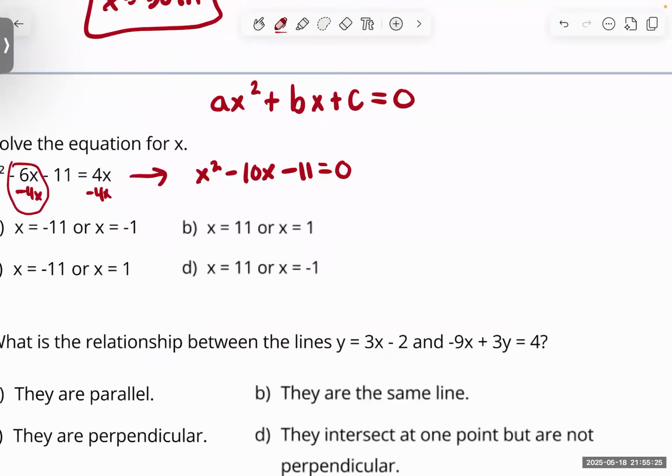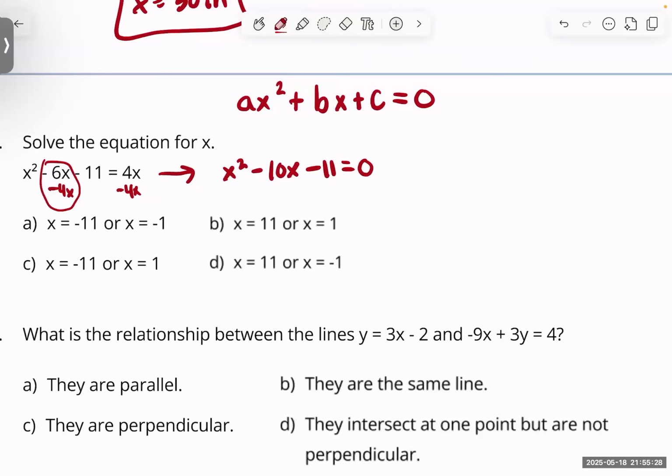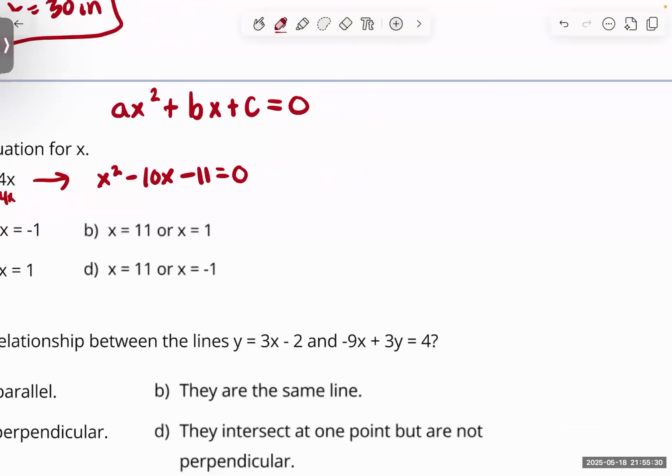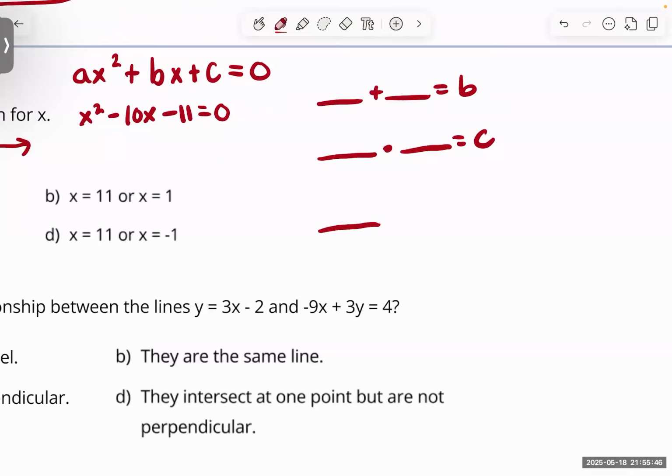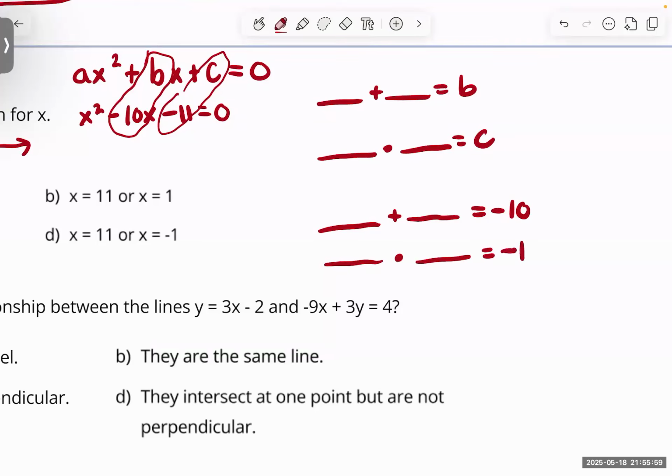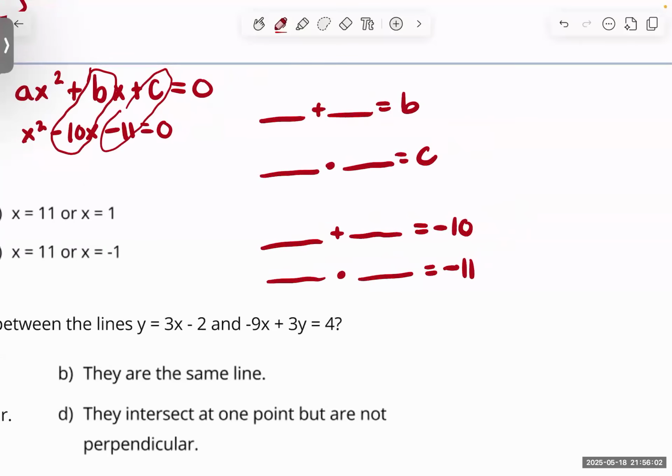Now from here, you need to do something called factoring. And factoring is this. So recall, it matches this, right? You need to find two numbers that add to your b value and those same two numbers that multiply to your c value. Now, from here, our b value is negative 10. So I need to find two numbers that add to negative 10 and multiply to negative 11. So how do we find that?